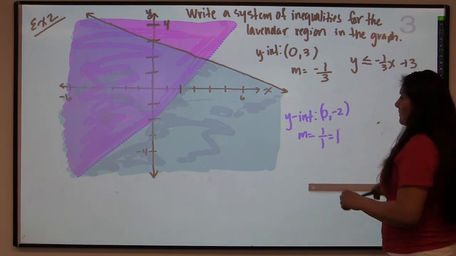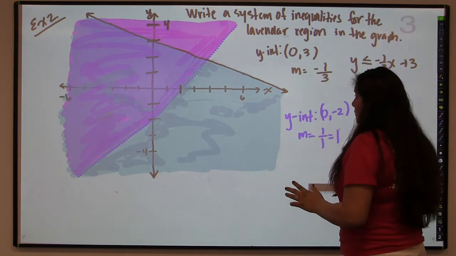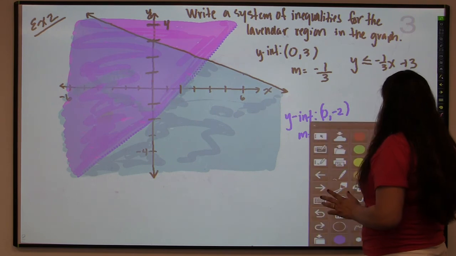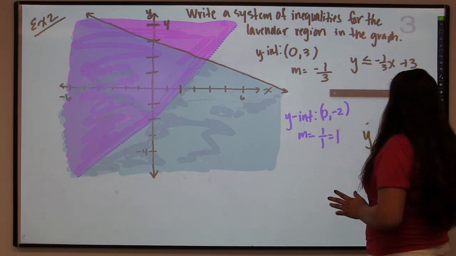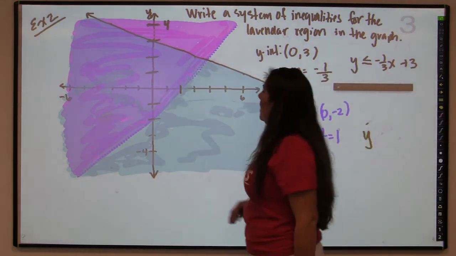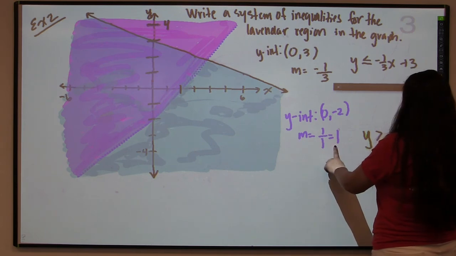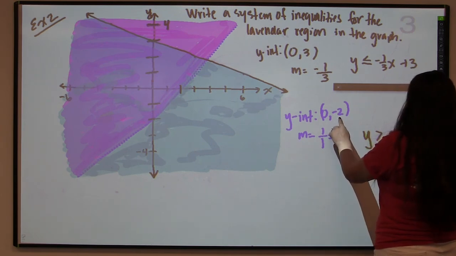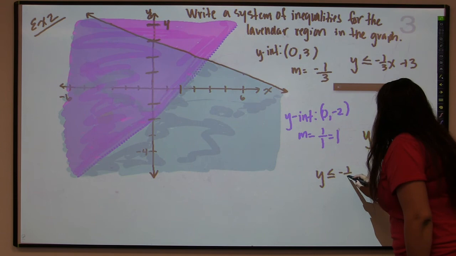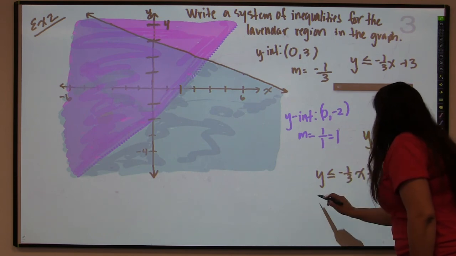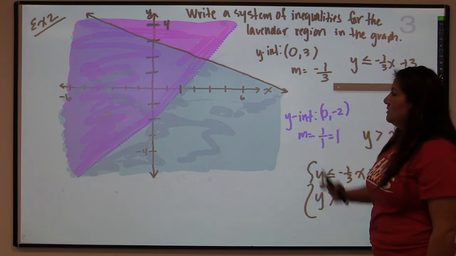So let's get this guy out of the way here. Because this line is not solid, it's broken, that tells me that it doesn't have an equal to. So I'm going to get y, oh wow, where did that green come from? Let's not do that. It's going to tell me that y, and because we are shading above the line, it's going to be greater than, but there's no equal to because it's not solid. And my slope is 1x and minus 2 for my y-intercept. So now I'm just going to put those two equations together. And this would be my system that is represented by this particular graph here.